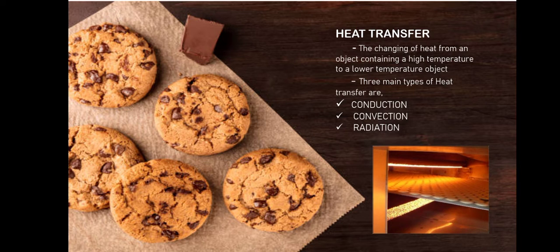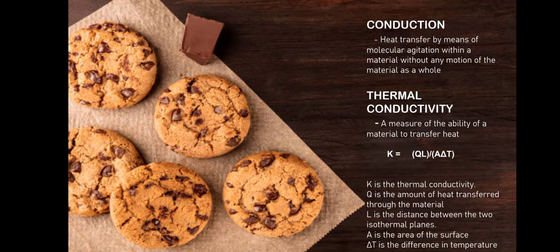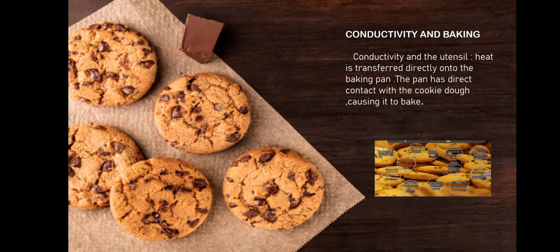The three main types of heat transfer are conduction, convection, and radiation. Conduction: heat transfer by means of molecular agitation within a material without any motion of the material as a whole. Thermal conductivity: a measure of the ability of a material to transfer heat. K is equal to QL divided by AΔT, where K is the thermal conductivity, Q is the amount of heat transferred through the material, L is the distance between the two isothermal planes, A is the area of a surface, and ΔT is the difference in temperature.